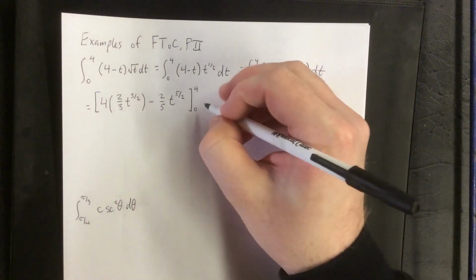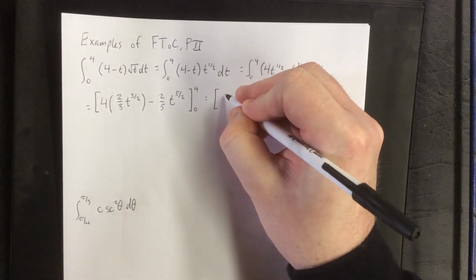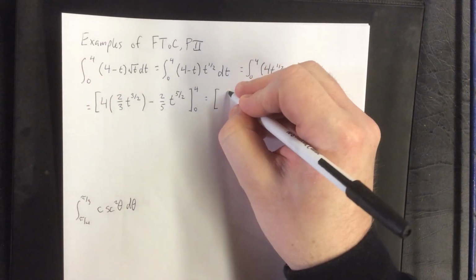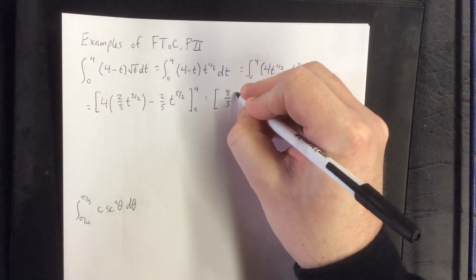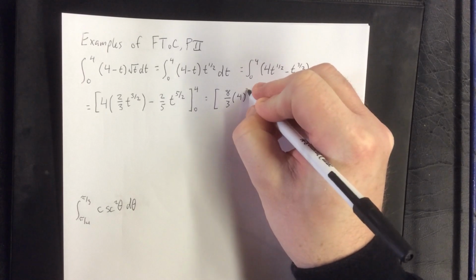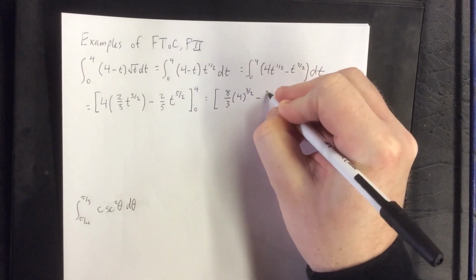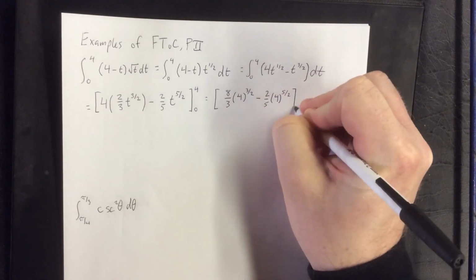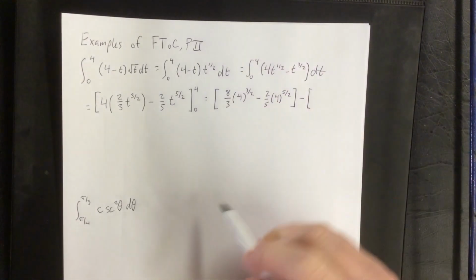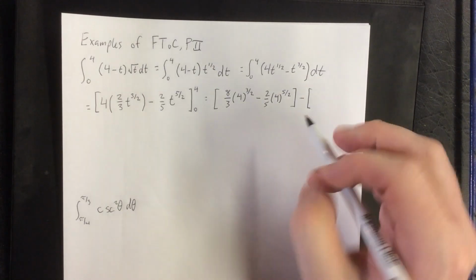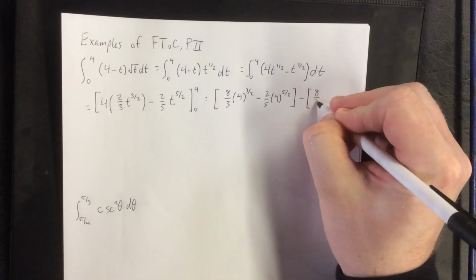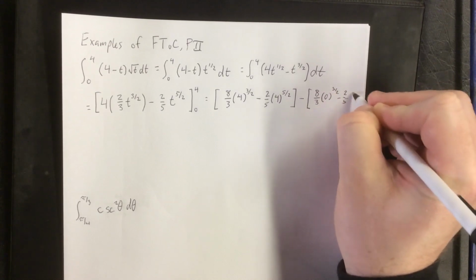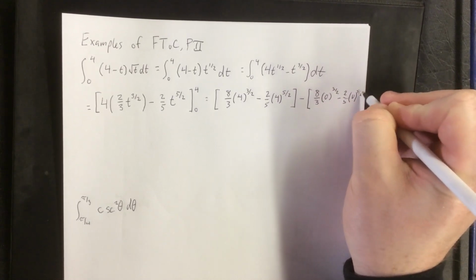We're going to start by plugging in 4. I'm also going to take the 4 times 2/3 and multiply those together. That'll be 8/3 times 4 raised to the 3/2 power minus 2/5 times 4 raised to the 5/2 power, minus what we get when we plug in our lower bound of t equals 0. So once again, 8/3 times 0 to the 3/2 power minus 2/5 times 0 to the 5/2 power.